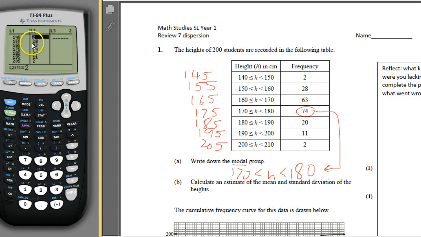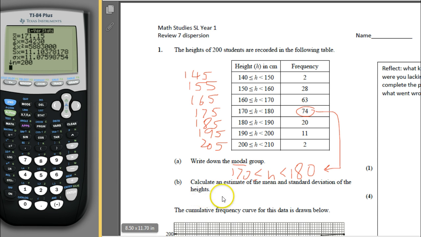Since we already have it in the stat list, we can just do stat calc, 1-var stats, and then we specify that the data is in L1 and the frequencies are in L2, second L2, and then we calculate. And that'll give us the x bar, which is the mean, 171.15. So this would be 171.15. The standard deviation would be 11.1, right? 11.1.